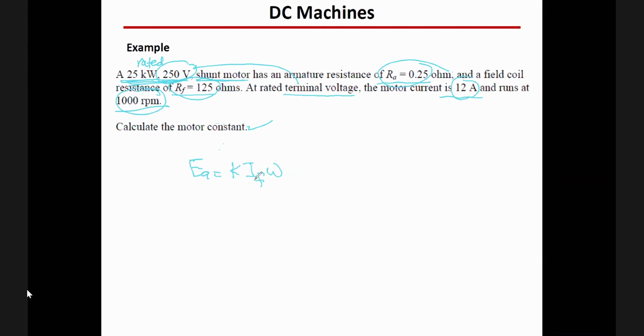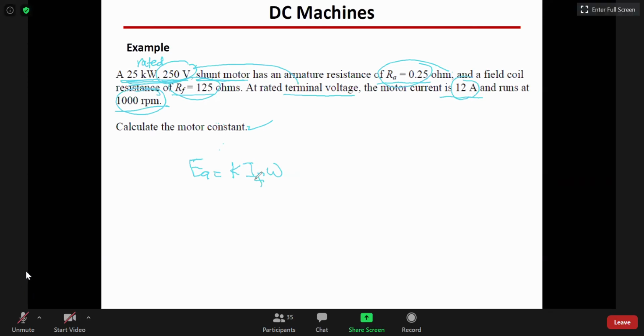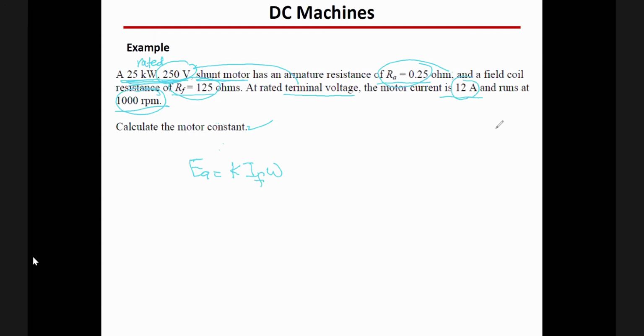Do you agree? Yes. Okay, and this is a shunt motor. So, yeah, we can draw the circuit. So RF is equal to 125 ohm, and this is 0.25 ohm, and this is EA, which we don't know yet.